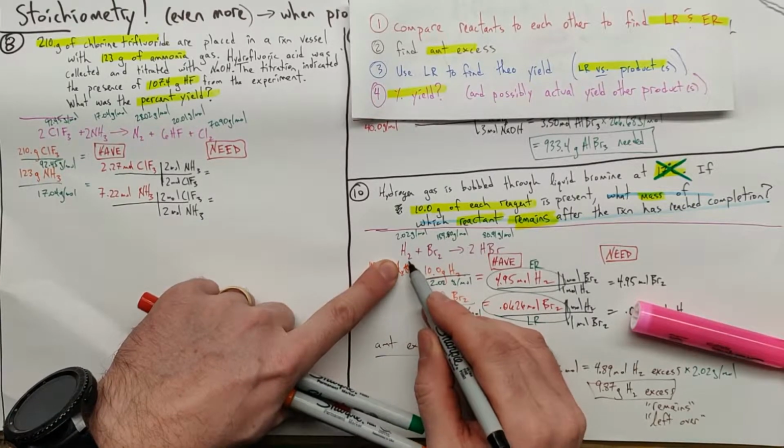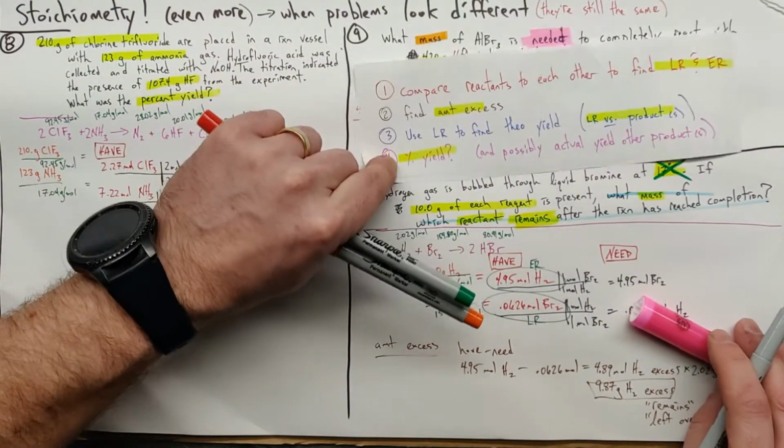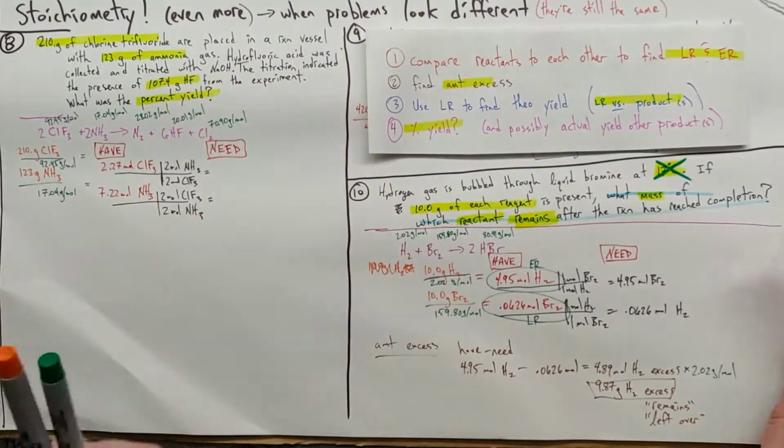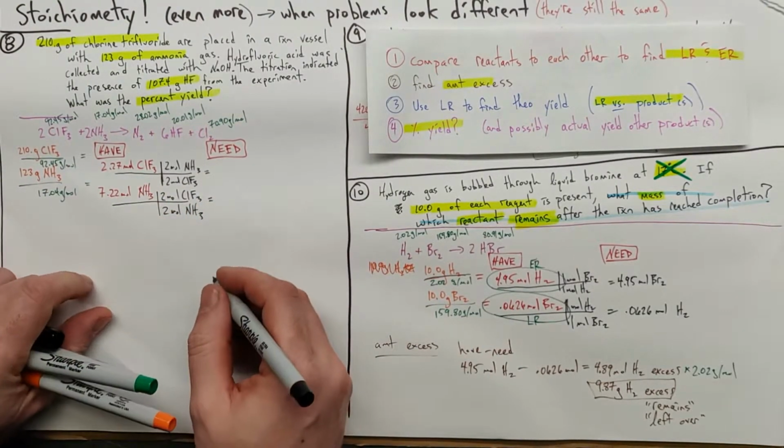I needed a 1-to-1 ratio. I needed the same amount. I had way more H2. H2 ended up being the excess reactant. So you can start looking at that if you are so inclined, but you don't have to. We've got this tool here that you can just blindly follow.